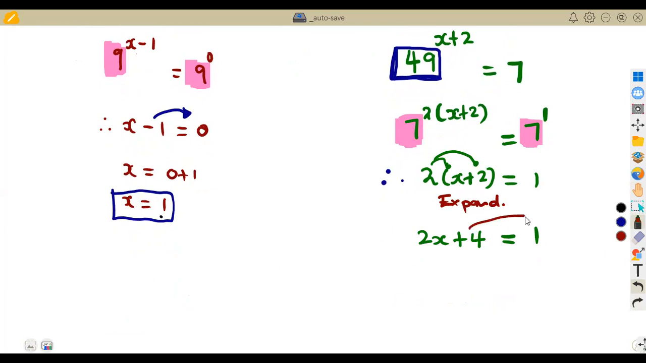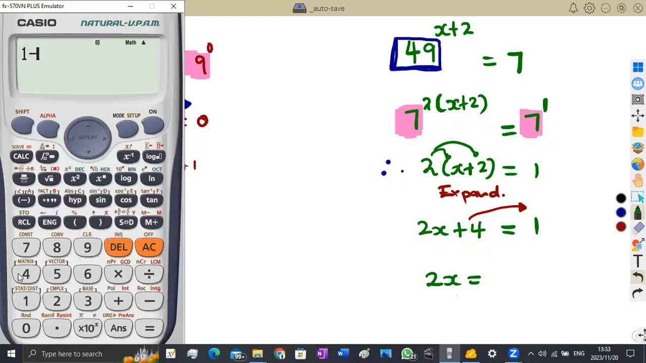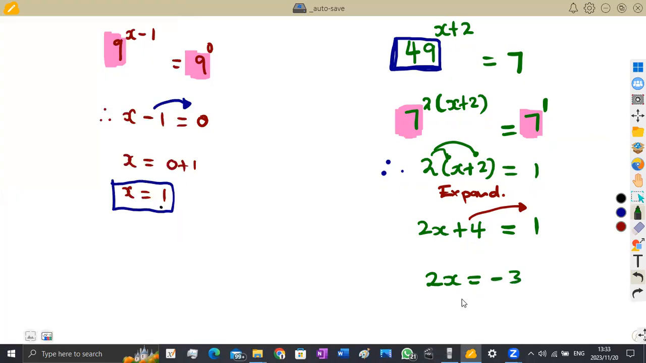If I transpose this 4 to the other side there, it becomes a negative. So that means I'm going to have 2x is equal to 1 minus 4, okay? And that's a minus 3. Or you can just use your calculator. Like I said, that's 1 minus 4, which is a negative 3. The 4 on that side is a negative, so it's going to be negative 3.